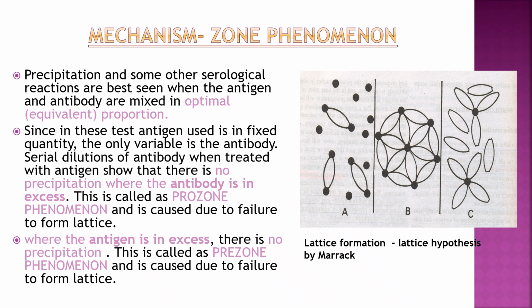The lattice hypothesis was proposed by Marrack, and it is called lattice formation. Lattice formation takes place when the antigen and antibody are in equal quantity. When antigen is in excess, it is called the postzone phenomenon, and when the antibody is in excess, it is called the prozone phenomenon.